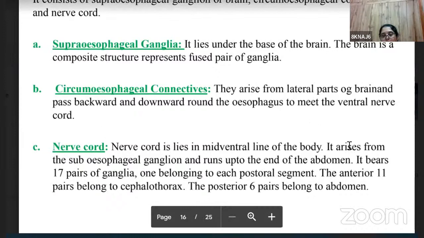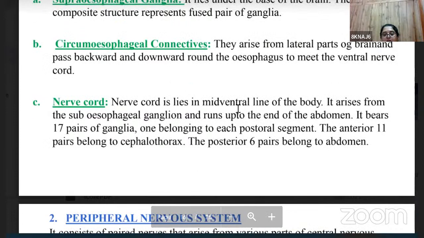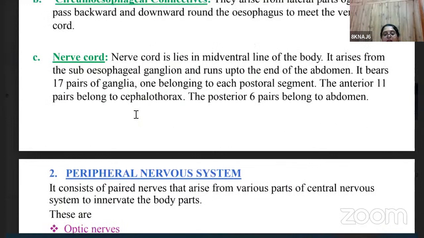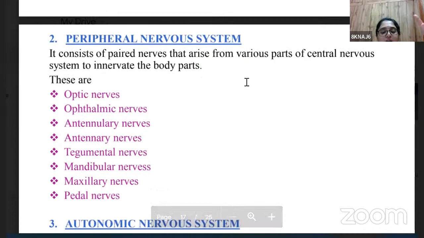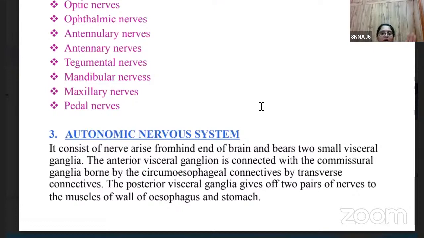This nerve cord is present in the midventral line of the body and arises from the subesophageal ganglia. Around 17 pairs of ganglia are present, one belonging to each postural segment, 11 pairs belonging to the cephalothorax, and 6 belonging to the abdomen. Again, you have quite an extensive peripheral nervous system, which consists of optic nerves, ophthalmic nerves, antennular nerves, antennary, tegmental, mandibular. So each part has a different nerve attached to it.